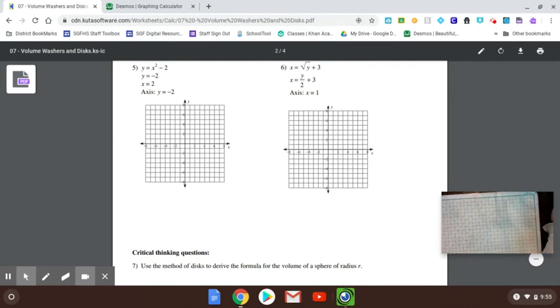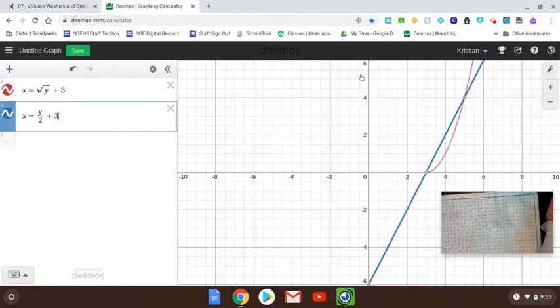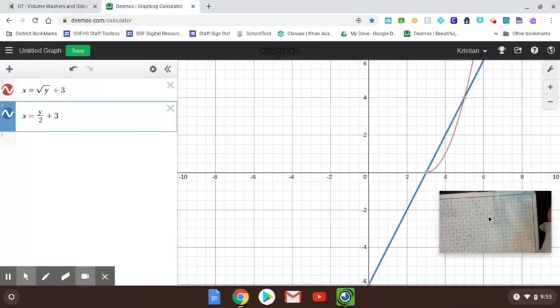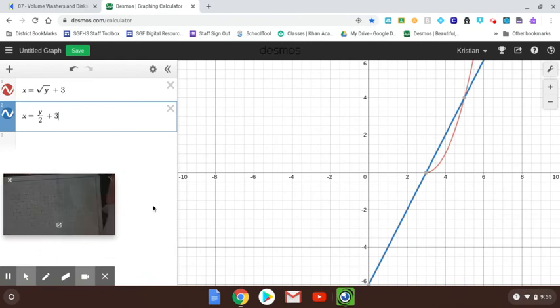If you want to do it, you could solve both equations for y and just plot them like you would normally. Or if you have access to Desmos, which all of you do because you're in your Chromebooks, you can actually type in equations x in terms of y, and Desmos will graph them for you. So you should get this shape right here, which is really cool. So yeah, all right, let's figure this out.